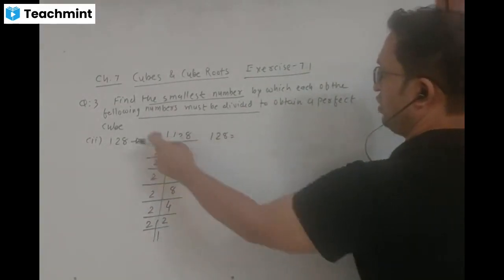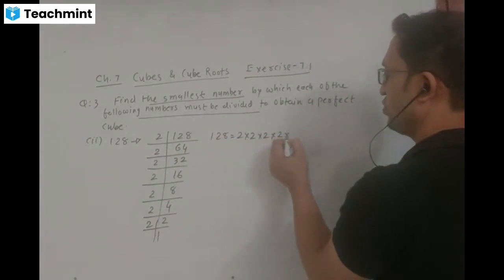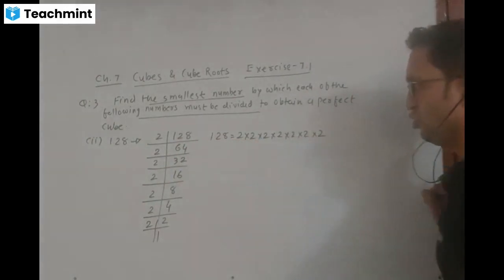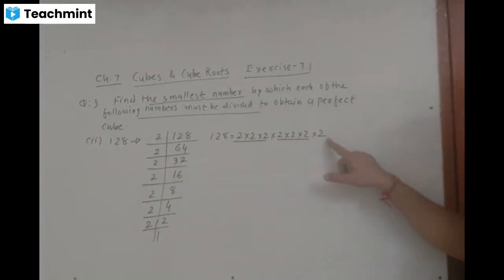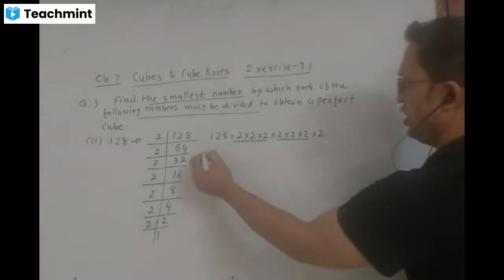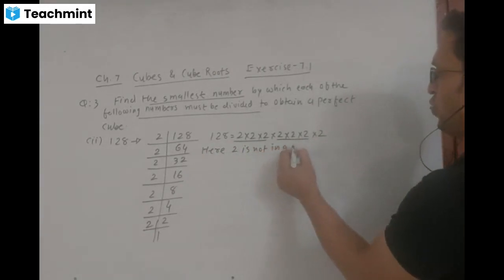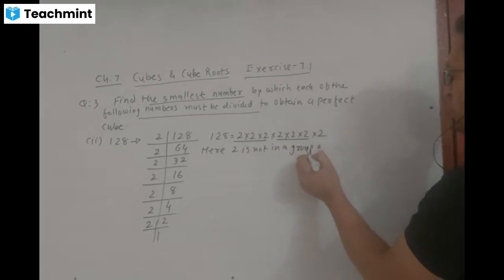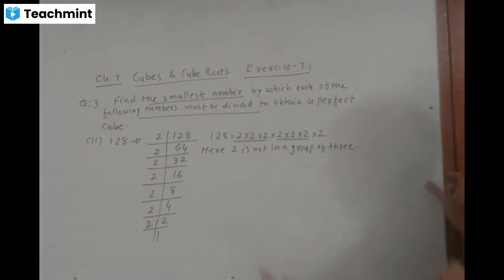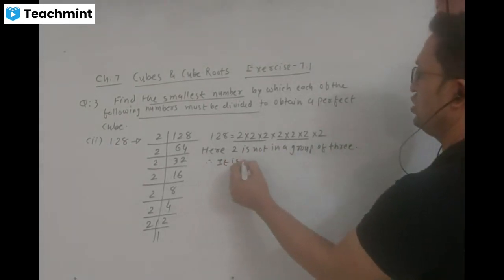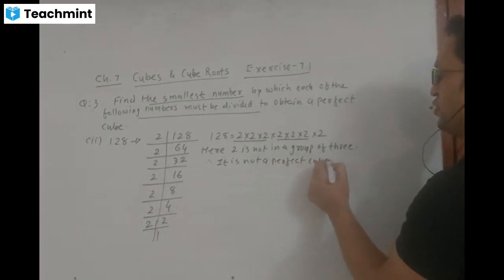Therefore 128 is equal to 2 into 2 into 2, 7 times. Okay, that is 2 into 2 into 2, 7 times. That is a group of 3 numbers. Here 2 is not in a group of 3 number. Therefore it is not a perfect cube.